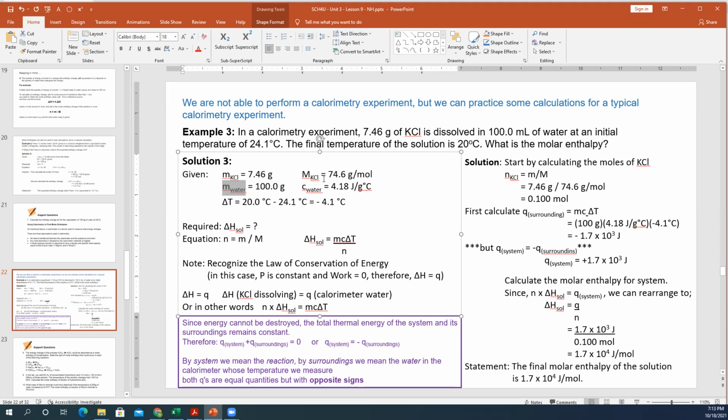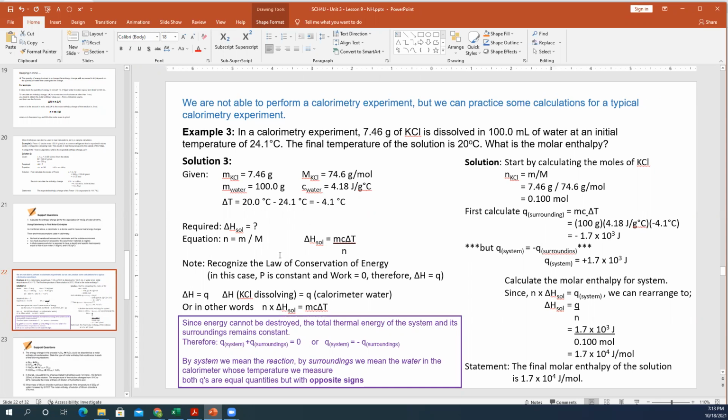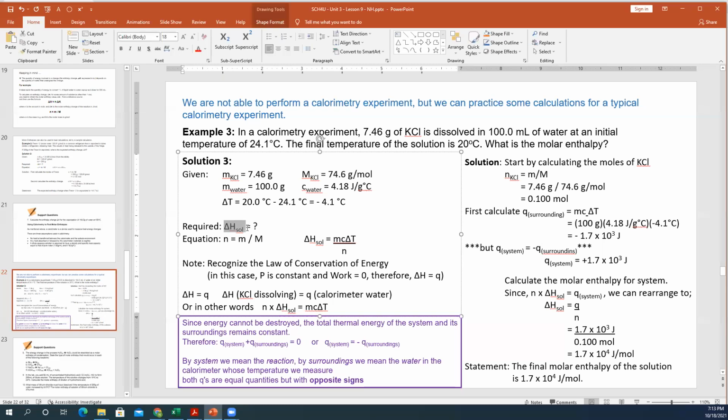We know the molar mass of potassium chloride, because 1 potassium plus 1 chloride adds up to 74.6 grams per mole. We know our change in temperature. The temperature actually drops, minus 4.1 degrees Celsius. That's the delta T. And what are we required to find? We are required to find the delta H of solution of potassium chloride.